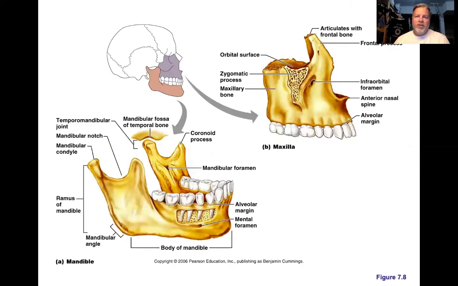Okay, let's move to the facial bones. There are 14 bones that make up your face, and only the mandible, your jaw, and the vomer, which is in your nose, it's the bottom one going up, I'll show you in a minute. Those are the 2 singles. Everything else is paired.